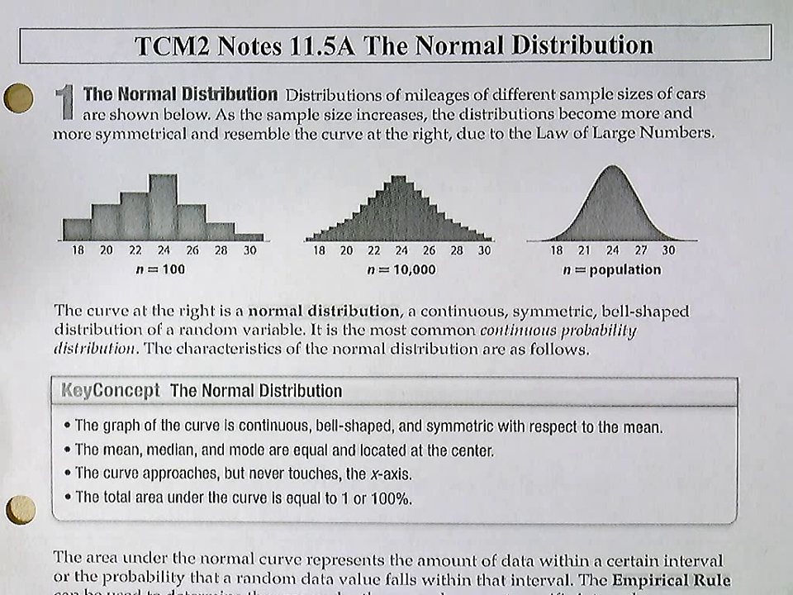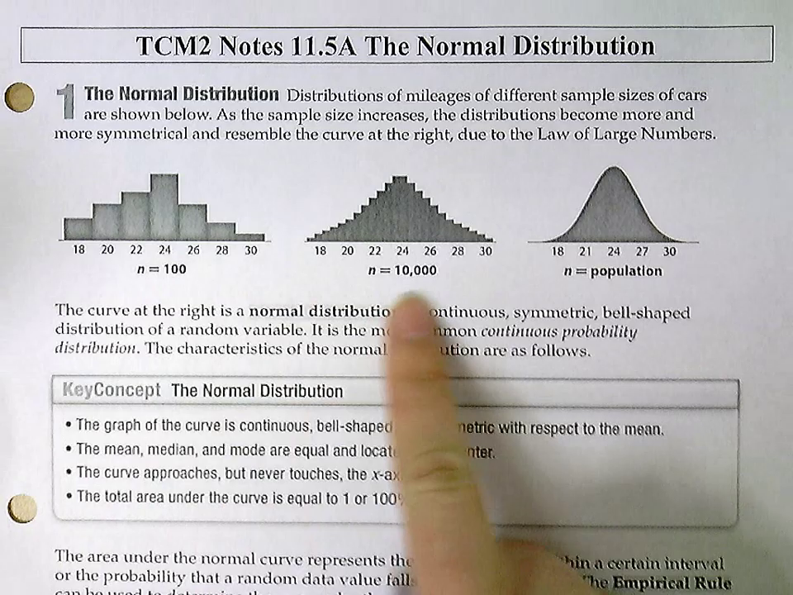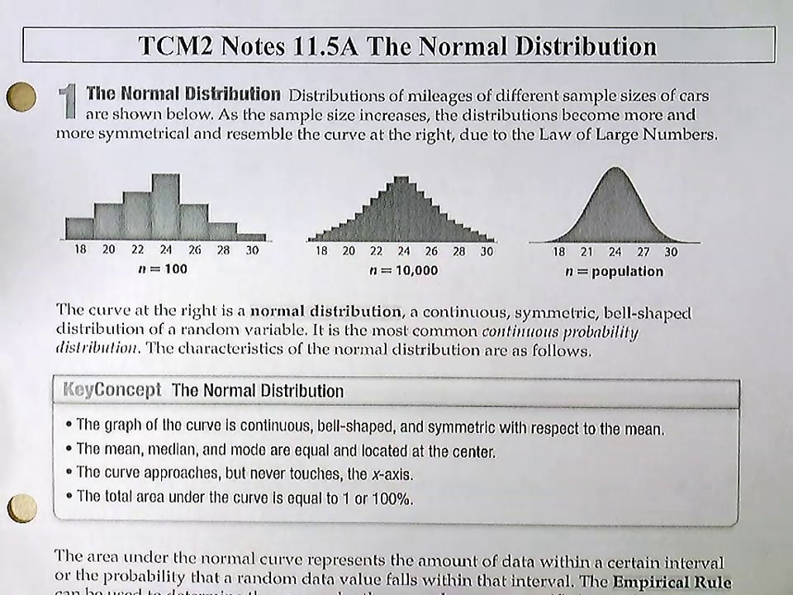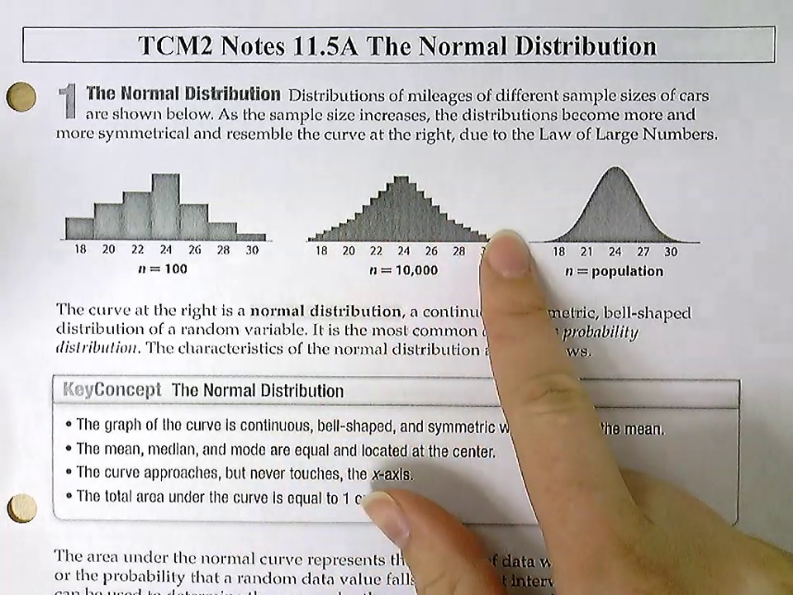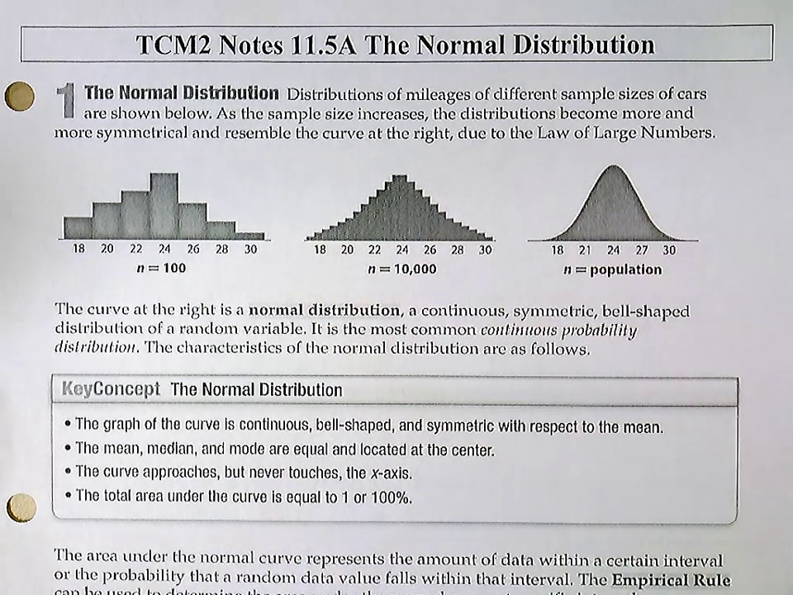Alright, so looking at a normal distribution. Distributions of mileages of different sample sizes of cars are shown below. As the sample size increases, the distribution becomes more and more symmetrical and resembles the curve at the right due to the law of large numbers. If you're looking at each of these graphs, you have n equals 100, that's how many cars they're looking at. This is what it looks like. N equals 10,000, so you're getting more and more cars. It looks more normal curved. And with the entire population, you do end up with this nice normal curve.